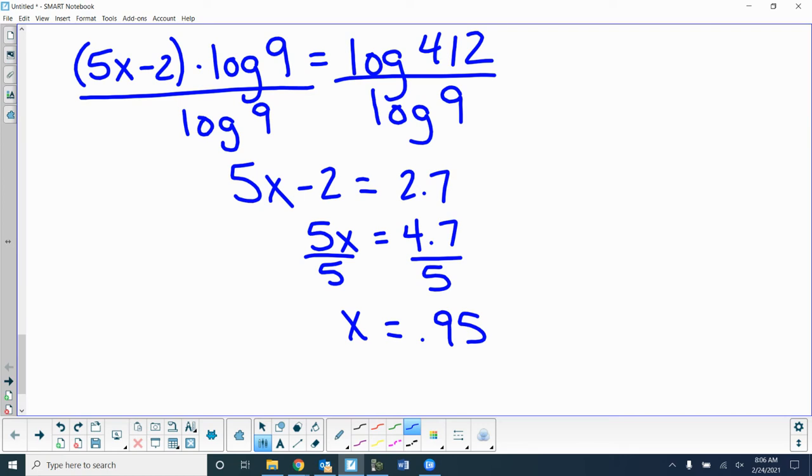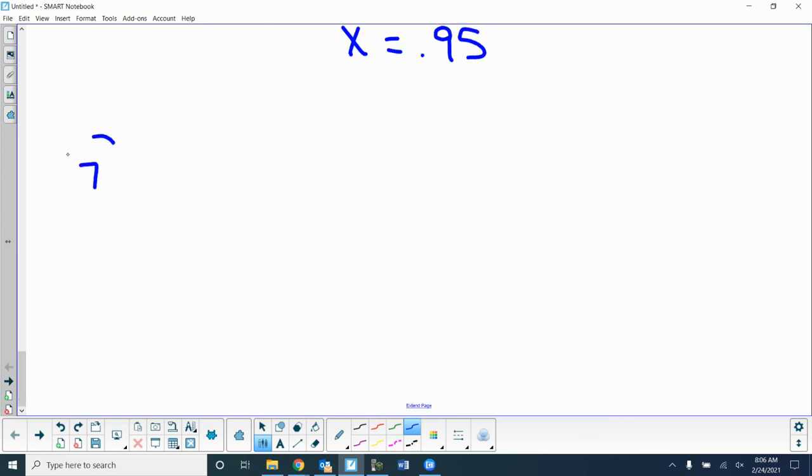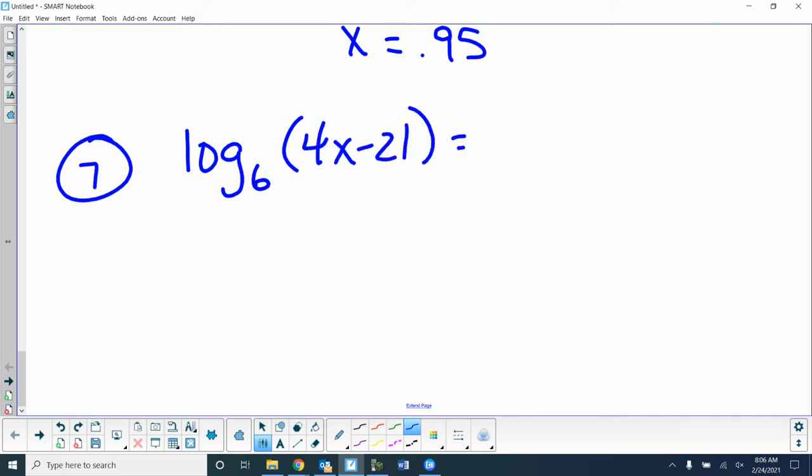All right, number 7. Very similar to number 5. This time our base is 6 for our log. So the number 4x minus 21 equals the base 6 to the 3rd power. So 5 and 7 are really easy.